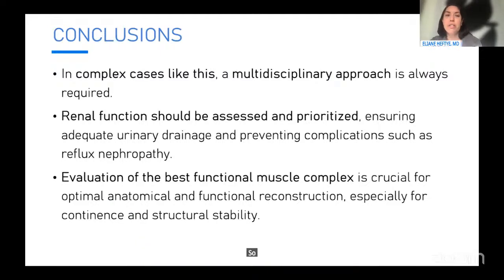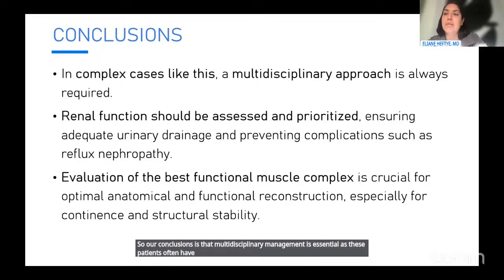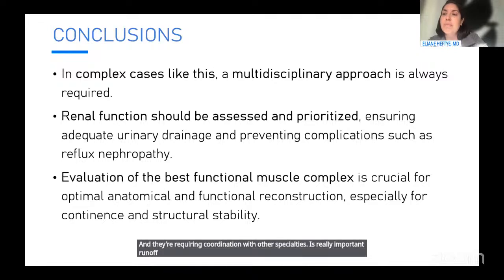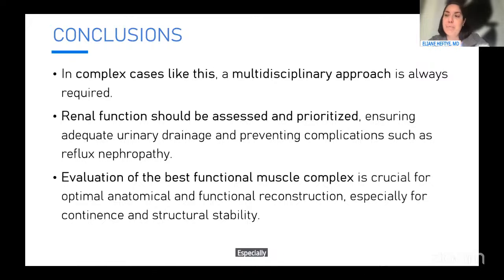Our conclusions are that multidisciplinary management is essential, as these patients often have complex colorectal and urogenital malformations and require coordination with other specialties. It's really important that renal function always be assessed and prioritized to prevent long-term complications such as renal damage. In this particular case, evaluating the function of the muscle complex was crucial for anatomical and functional reconstruction, especially regarding continence for this patient.